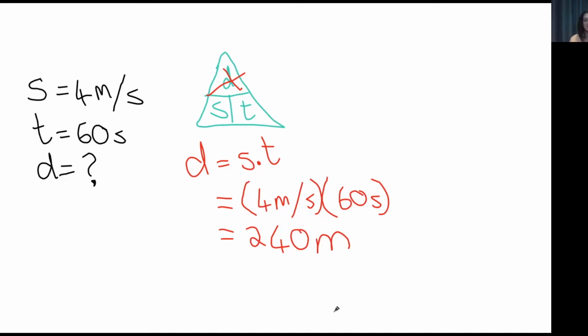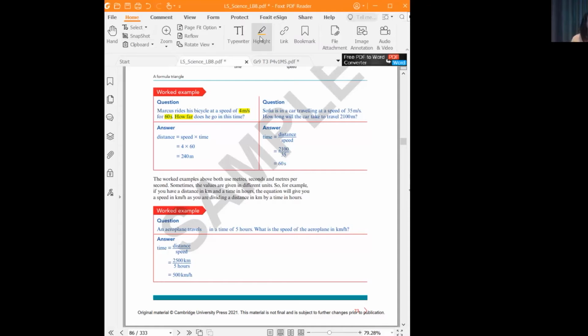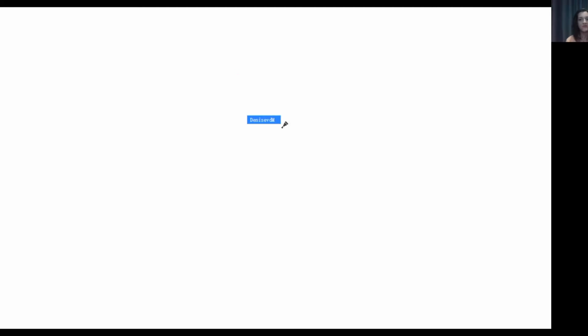Now we have another example. So therefore, let's jump back into our textbook and read what that one says. We have Sophia is in a car traveling at a speed of 35 meters per second. How long will the car take to travel 2,100 meters? All right, so let us jump back into our whiteboard so that we can see how to do it ourselves. Her speed equals 35 meters per second.